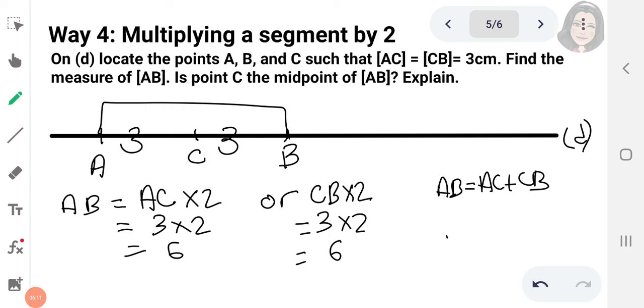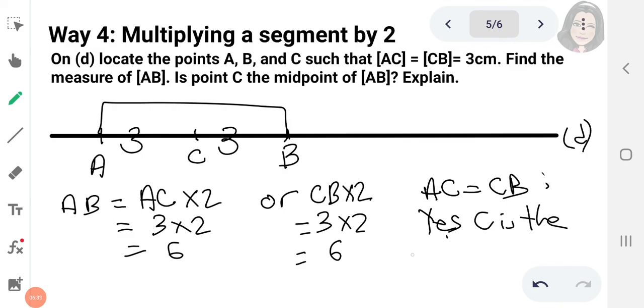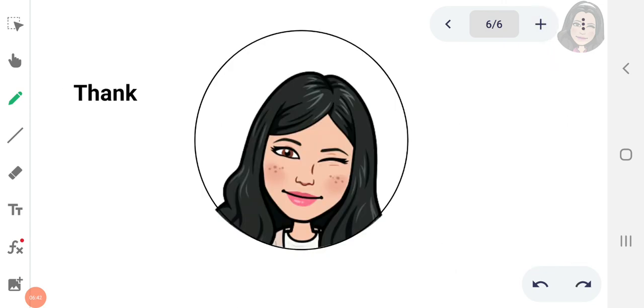All of these work. Now, the second part of my question says, is point C the midpoint of AB? Well, since I know that the segment AC is equal to the segment CB, therefore I can say that yes, C is the midpoint of the segment AB, since the two parts are equal.